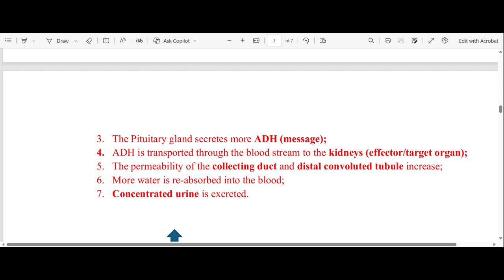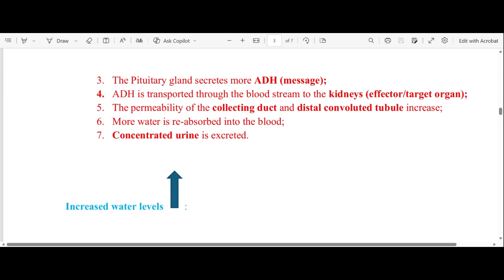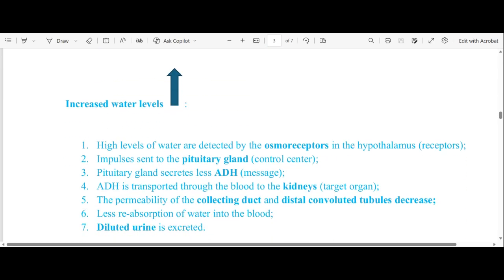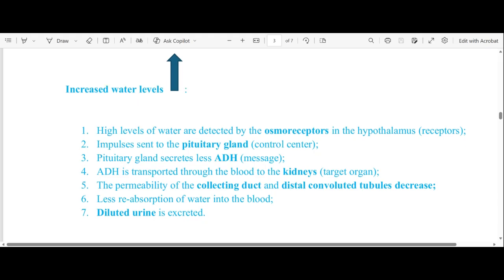Remember, your liver is responsible for cleaning your body. I hope this makes a lot of sense. Now let's go to the opposite, the inverse of water decreasing in your body. What happens when there's an increase in water levels in your body?